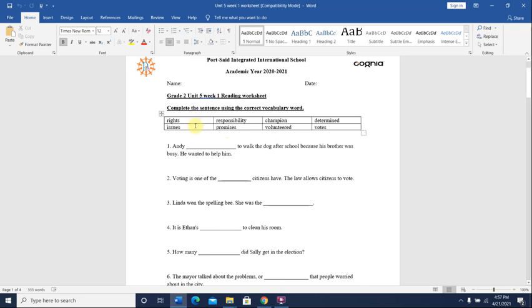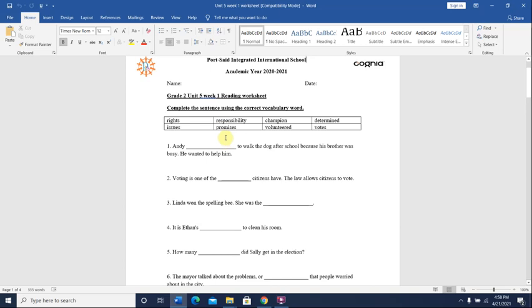The second word is issues. Issues means a problem or a topic that people talk about. Number three, the third word is responsibility. Responsibility is your duty to do something, or something that you are expected to do. The fourth word is promises.